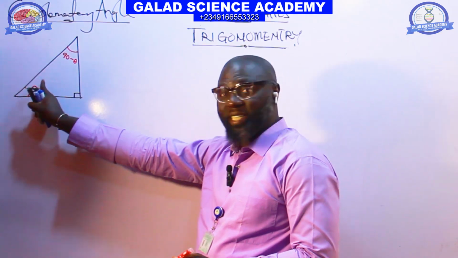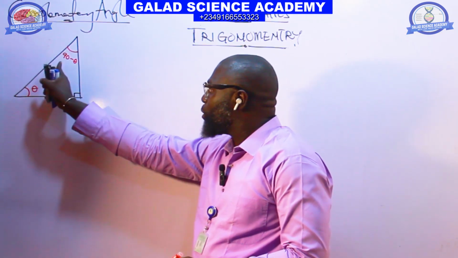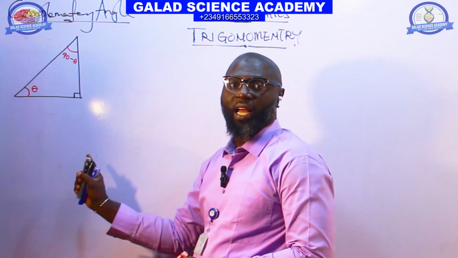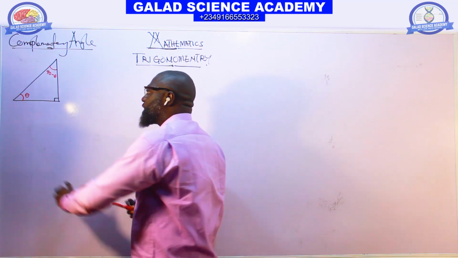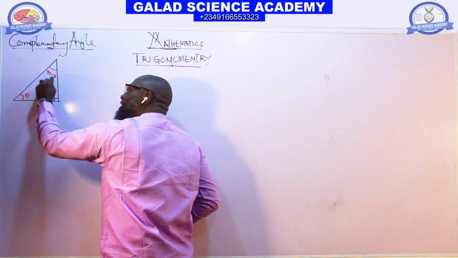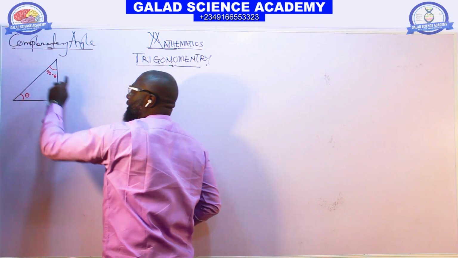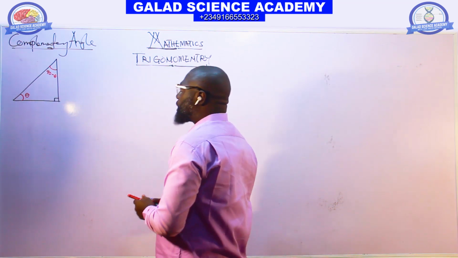I said if this place is theta, this angle is 90 minus theta, because the sum of the angles here is 90 degrees. So if this place is 30, here will be 90 minus 30, which is 60 degrees. Good.